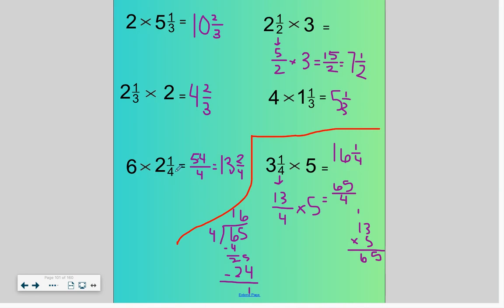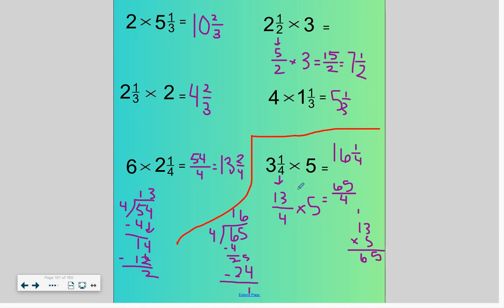So for 6 times 2 and 1/4, you end up with 54/4. You would need to set up long division to figure out what that equals. So 54 divided by 4. 4 goes into 5 1 time, 1 times 4 is 4. Subtract, bring down the 4. 4 goes into 14 3 times. 3 times 4 is 12. 14 minus 12 is 2. So you get an answer of 13 2/4.